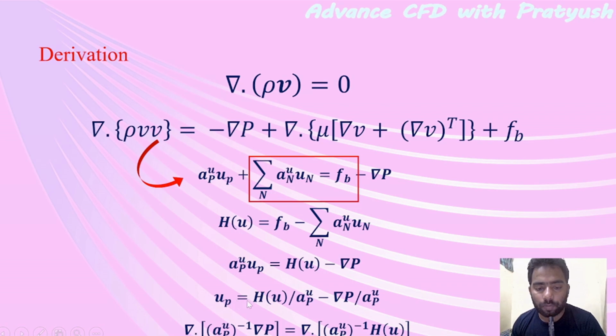Now if we put this complete UP into the continuity equation, we are assuming incompressible flow, so the rho will be cancelled out, and the continuity equation can be written in this form: del dot (APU inverse into del P) equals del dot (APU inverse into HU). So this is the continuity equation and this is the momentum equation that we are going to use for applying the SIMPLE scheme. Remember, this is the momentum equation and this is the continuity equation.